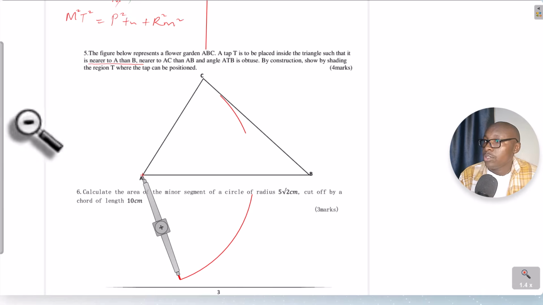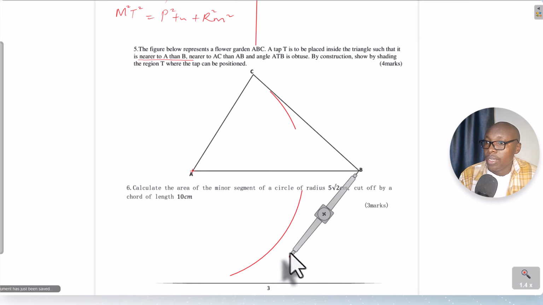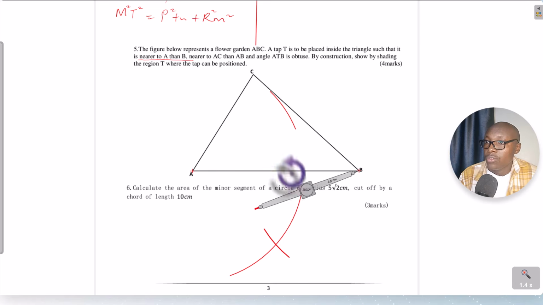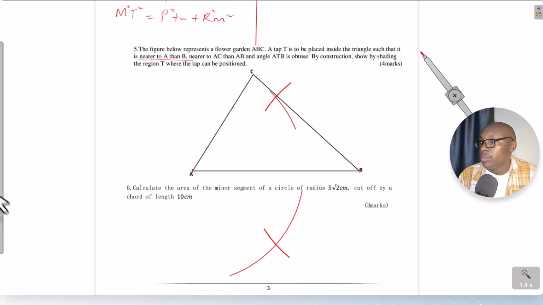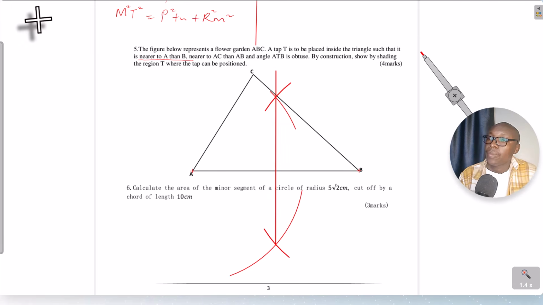I have to reduce this one a little bit. Then from there, with the same radius, go to B, and then that arc that you made, you cut it, and then you cut the other arc there. So by doing so, you can now join this point of intersection using a straight line like that. So that is the first thing.